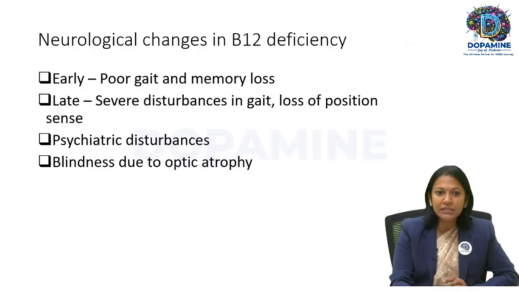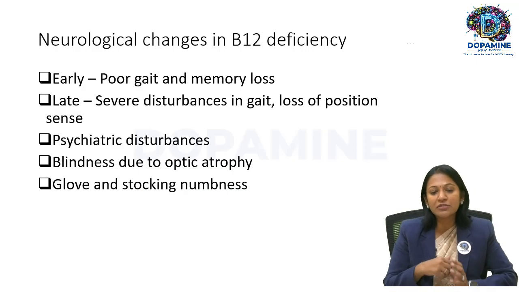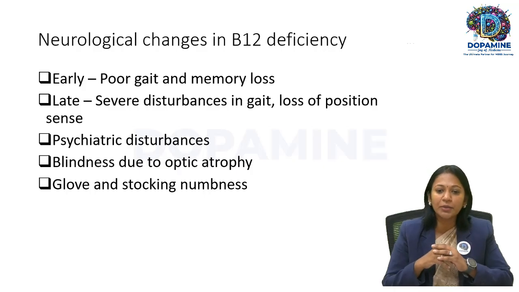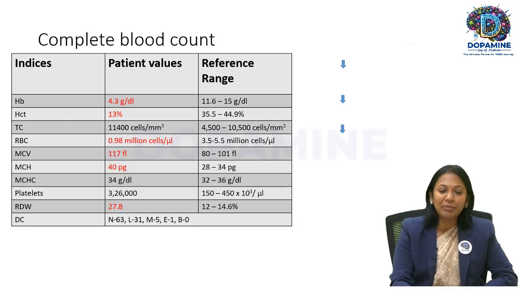Psychiatric disturbances, called B12 madness. The person can have blindness due to optic atrophy. Glove and stocking neuropathy, where the person has numbness in the palms and soles. Arterial or venous thrombosis leading to cerebral infarct when there is a very severe B12 deficiency which is not being attended to. We'll see the complete blood picture.